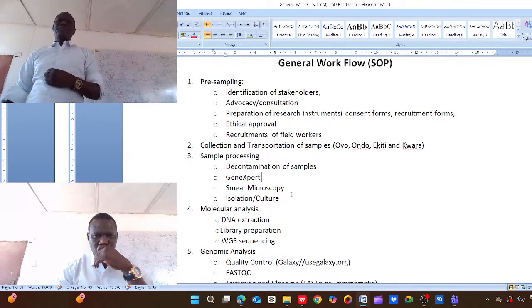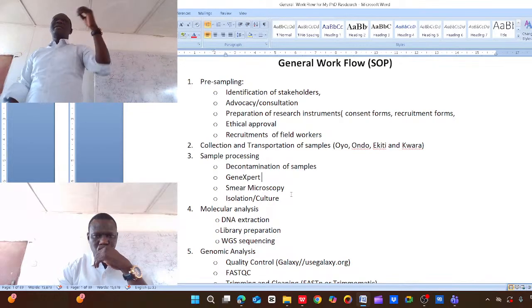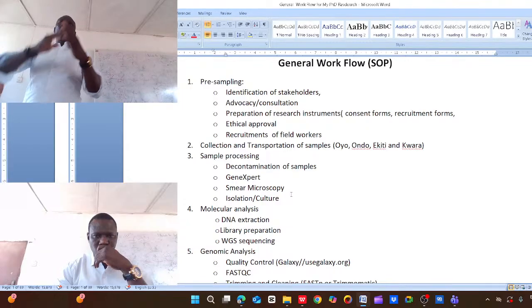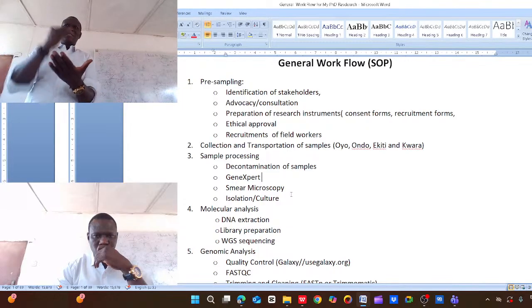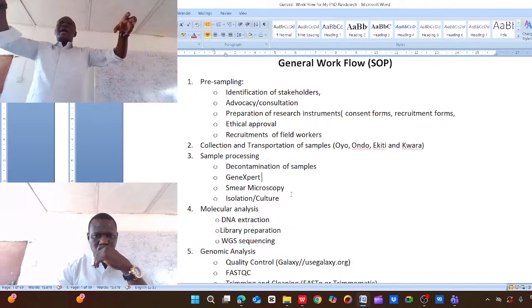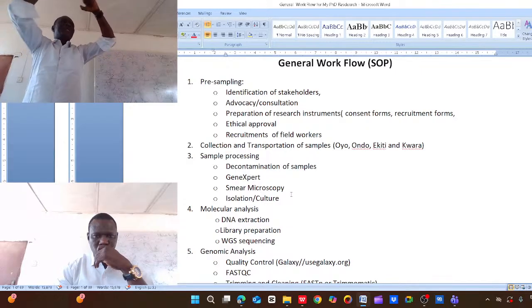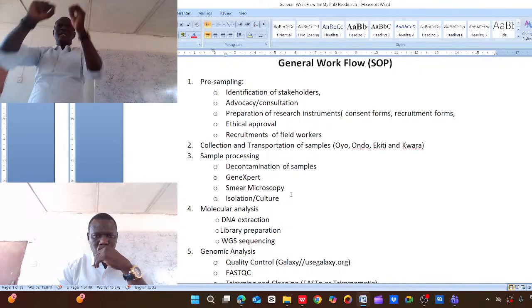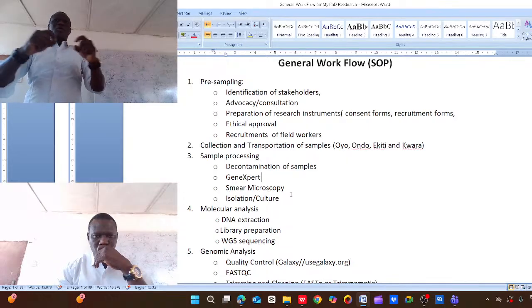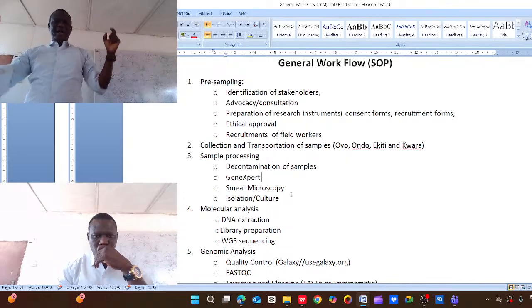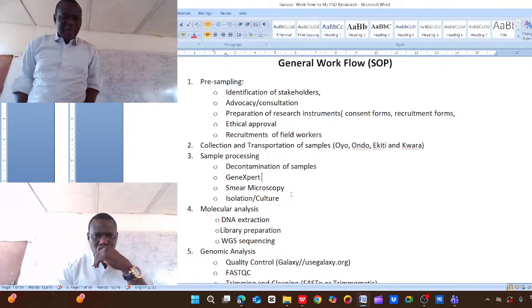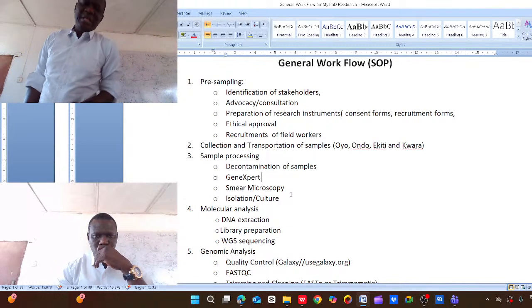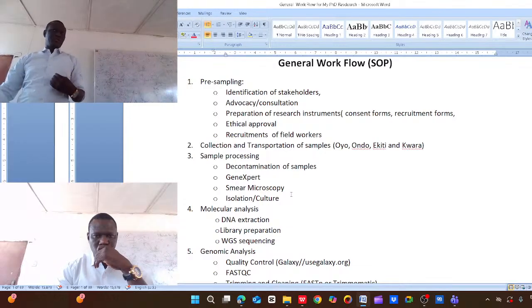Polymerase is an enzyme that is also found in bacteria, but not ordinary bacteria, bacteria that live in extreme high temperature. So with polymerase chain reaction, you now use that enzyme to be able to amplify, to get multiple copies, to get millions of copies of the organism you are interested in, so that by the time you want to do whatever you want to do, you will do it. So after the DNA extraction and PCR, the next thing is library preparation.